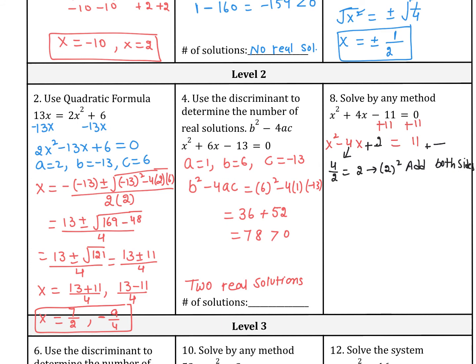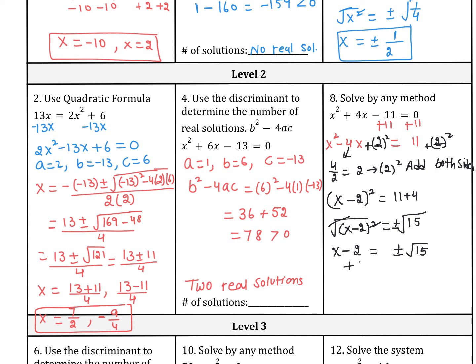And you're going to have here 2 squared and 2 squared. (x - 2) squared equals 11 plus 4. Take the square root on both sides. x minus 2 equals plus or minus square root of 15. And when you add 2, you're going to get 2 plus or minus square root of 15.